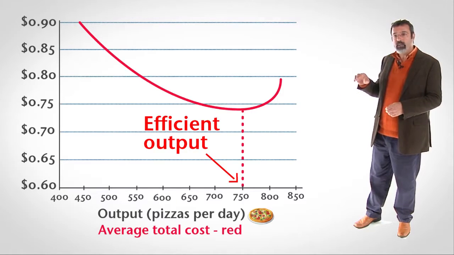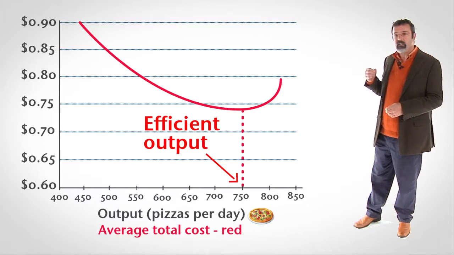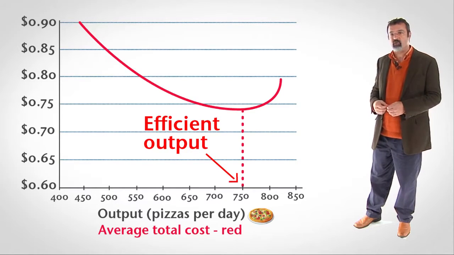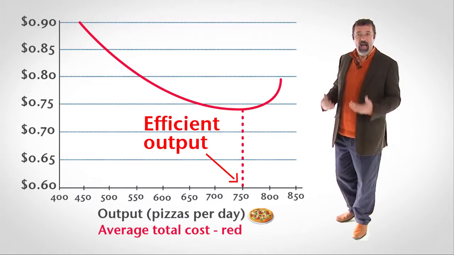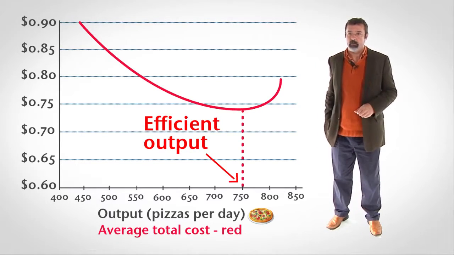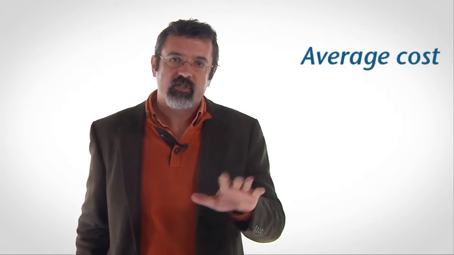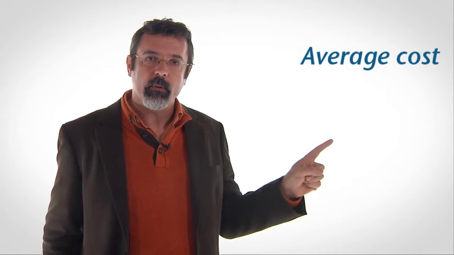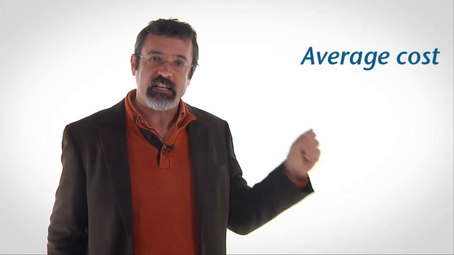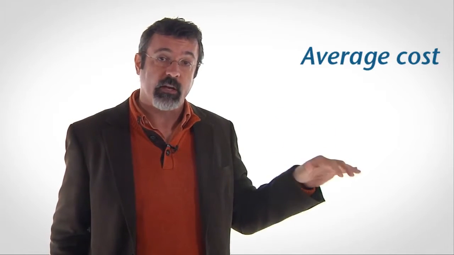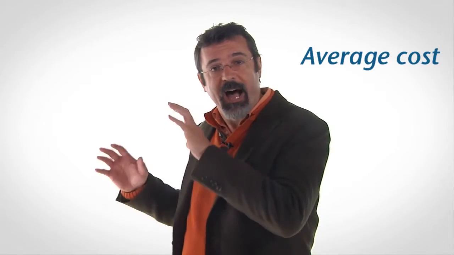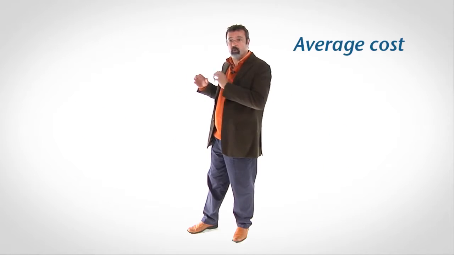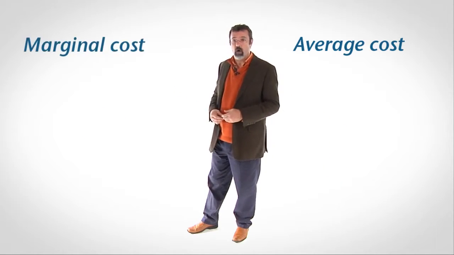Now look at the border between the range of economies of scale and the range of diseconomies of scale. We call this the efficient output level. This is the output level that achieves the lowest possible average total cost. When the firm produces at this output level, its average cost per unit is as low as possible. Average cost looks backward by telling us how much it cost on average to produce each unit of product the firm has already produced. We have another measure that looks forward by telling us how much the next unit of output will cost. We call this marginal cost.